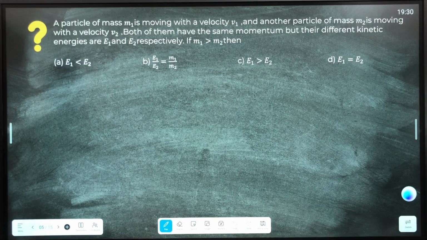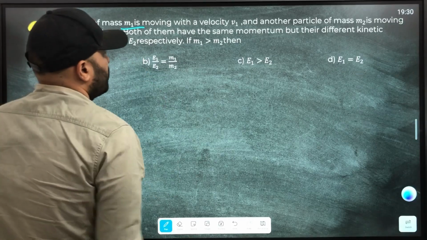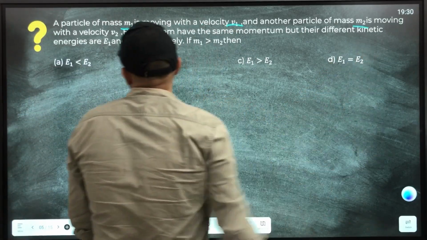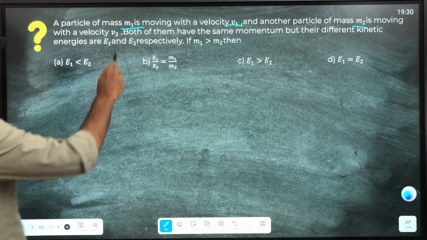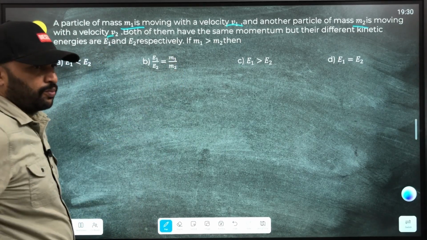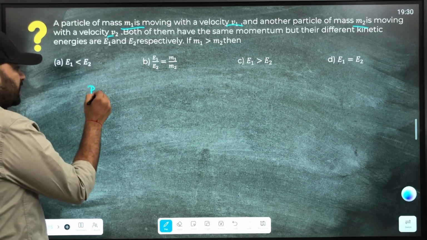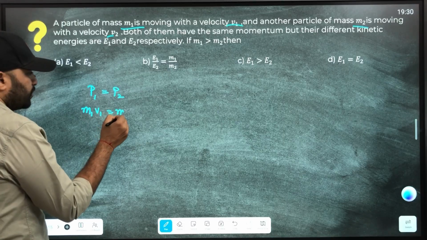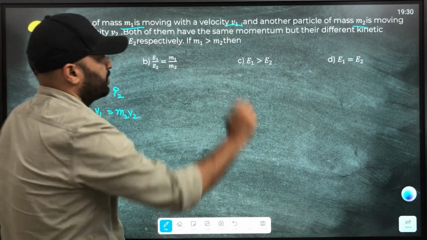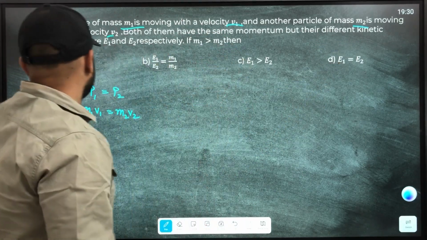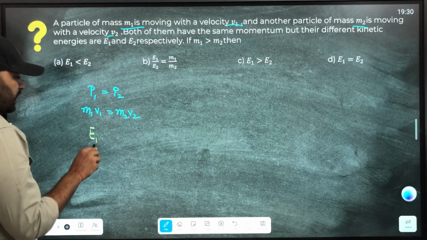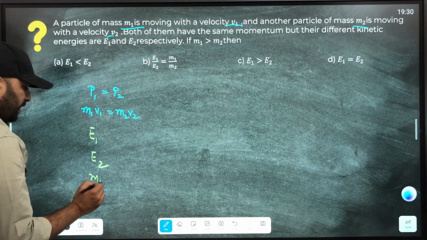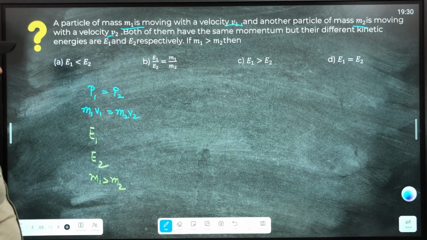Great. Next question says a particle of mass m1 is moving with a velocity v1. Beautiful. And another particle of mass m2 is moving with a velocity v2. Both of them have the same momentum. So both of them have the same momentum, P1 equals P2. M1 v1 is equal to M2 v2. This is the conclusion we made on this statement. But the different kinetic energies are E1 and E2. If M1 is greater than M2, then which one is true?